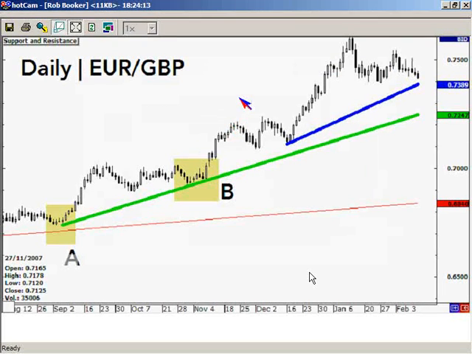All right. What we followed up with was a second trend line with point A here and point B here. And we extended that trend line. We should do those in lowercase. Good idea.